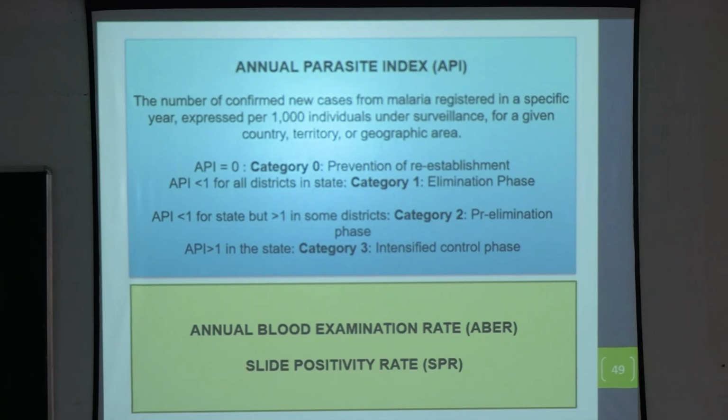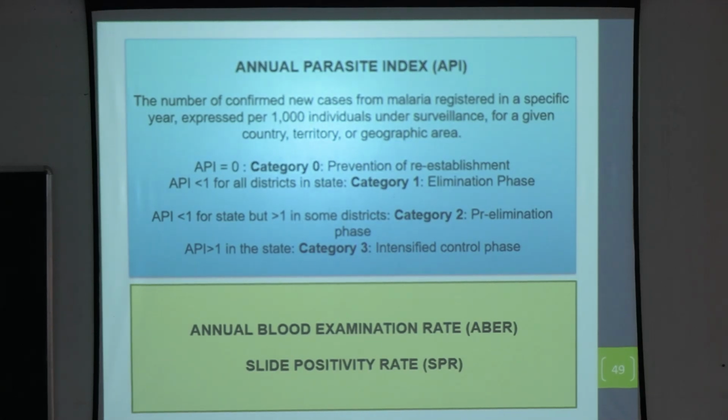API 0 মানে category 0, so there is no malaria at present, but we have to prevent re-establishment of malaria again in the area. API less than 1 for all districts in the state means category 1 elimination phase. So it is undergoing elimination phase, means malaria is in the process of elimination. API less than 1 for the state but more than 1 in some districts, then it is category 2 pre-elimination phase. And API more than 1 in the state itself, it is category 3 intensified control phase.